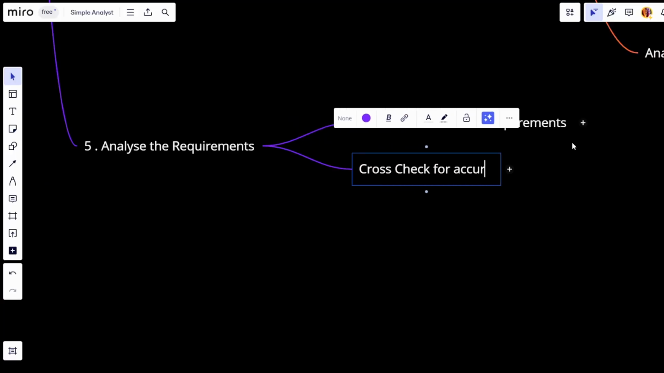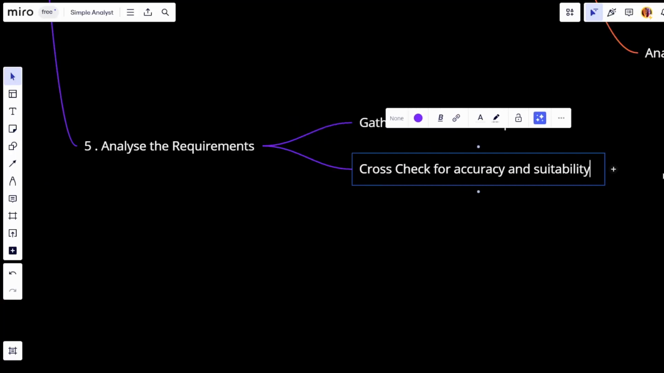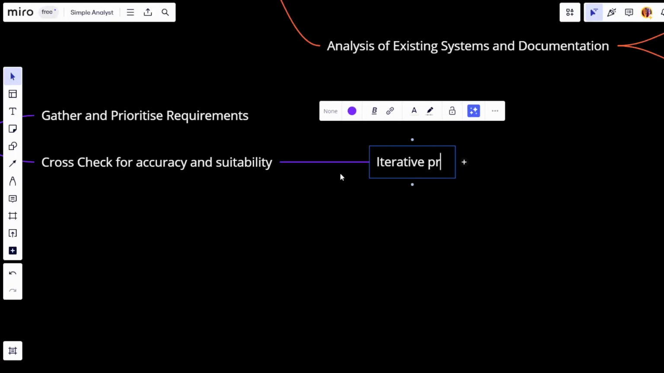This helps ensure that we don't miss anything important or any important details that are lurking around. Once we have this list of requirements, we then need to go through them and make sure that they are accurate and suitable for the project. This process is an iterative one, right? It means that we go over it again and again, refining and improving the requirements as we go.